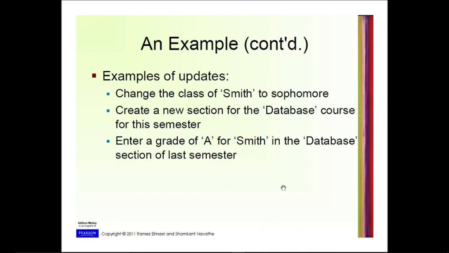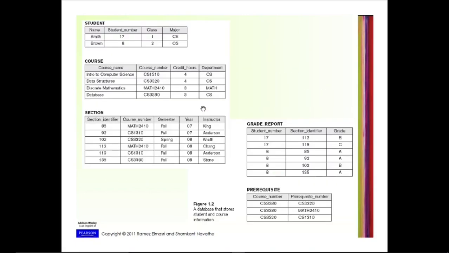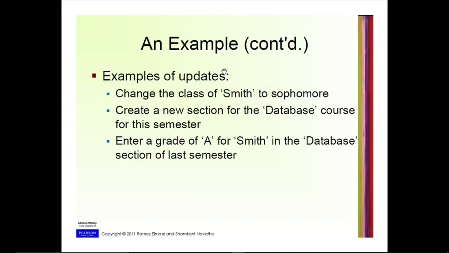And then how can we update some record? Let's say something has changed, so I want to update this thing. For that we can write the update. So change the class of Smith to sophomore, okay? The class of Smith is going to change to sophomore. He was earlier in something else, okay? Create a new section of the database course for this semester. These are also probable things that need to be updated, okay? So we can write these things also.